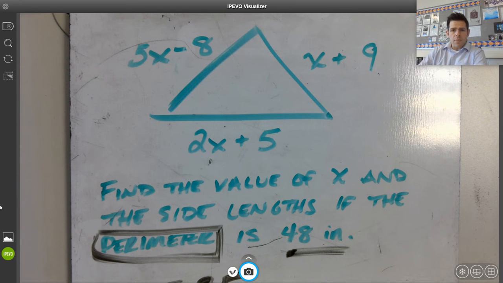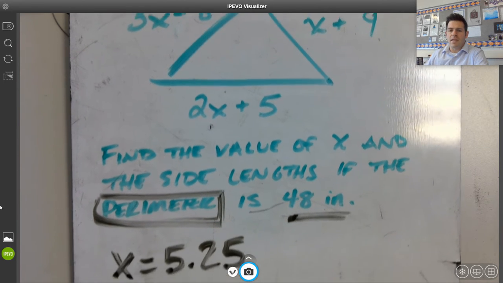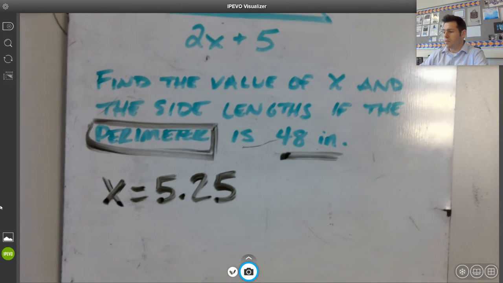So we're dealing with this perimeter problem. We've done a bunch of math work up until this point. We go ahead and we read that we wanted to find the value of x and the side lengths if the perimeter is 48 inches. So we had those three sides. We combined like terms, and we ended up getting that our x value is equal to 5.25.